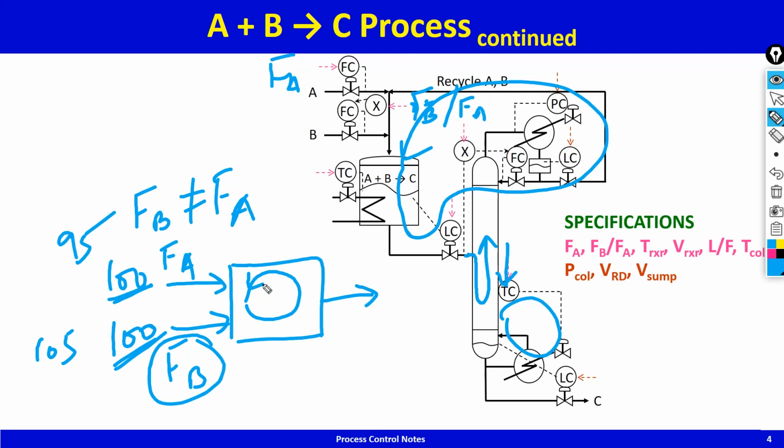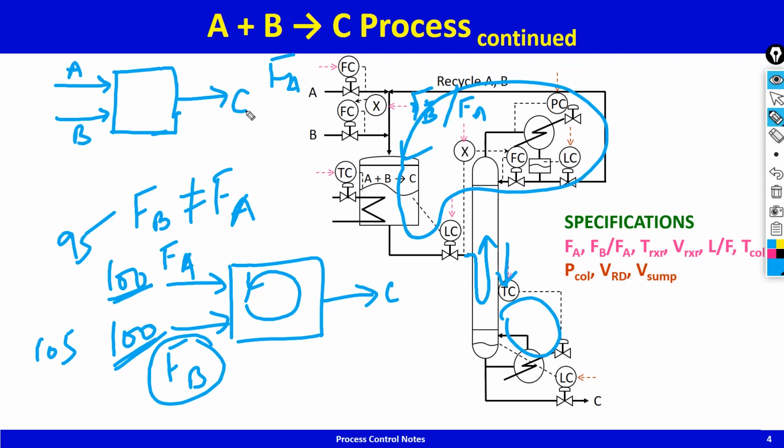Most likely the column will flood. So this is the problem with this control structure. The overall material balance for the process is such that, let's assume the product is nearly pure C, with negligible A and B in the product. So what that means is, you've got A going in, you've got B going in. The A and B are allowed to leave only as C. That's the structure of the overall material balance on the process.